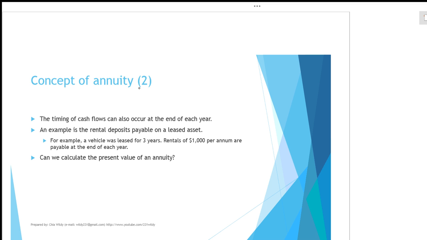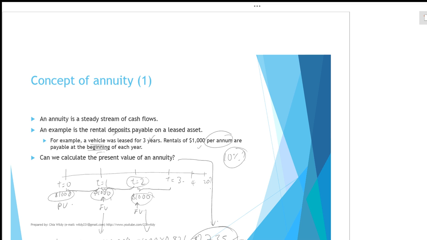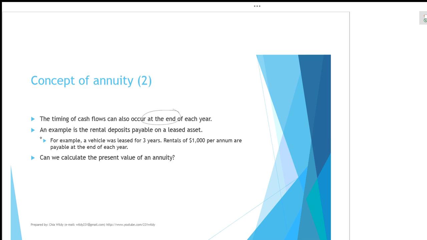What I'd like to also cover next is what happens if the timing of the cash flows occurs at the end of the year. The example here covers payments occurring at the beginning of each year. But if payments are occurring at the end of each year, then that affects your calculation quite a bit. Why? Let's go through the illustration. This is also about rental. Ignore the word deposit. Rental for 3 years, it's 1,000 per year, and it's payable at the end of each year.